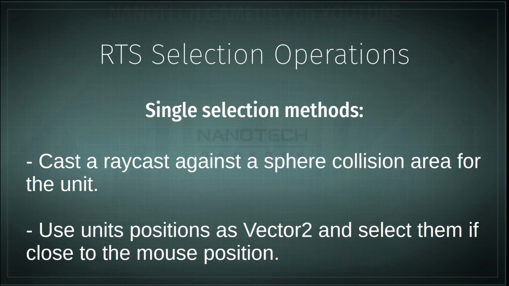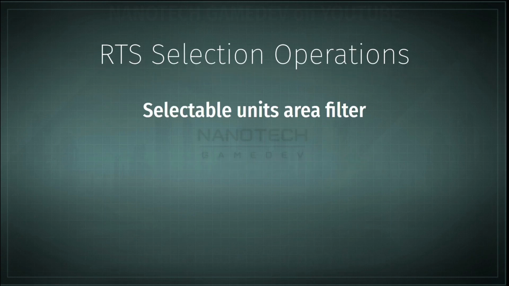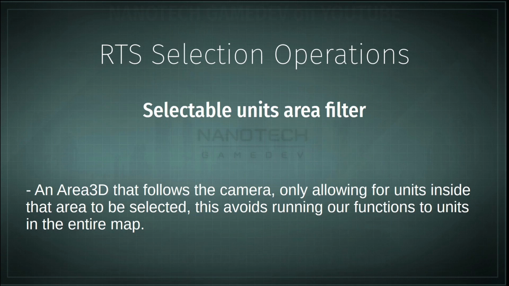However, I'm going to be using a slightly different method, which is to use the unit's position as a Vector2 and select them if they are close enough to the mouse position. This is a little faster, however, it is not 100% accurate. I will be implementing in this video the second method, which is to use the unit position as a Vector2. So let's talk about selection optimization here. In the previous video where I implemented the drag box selection method, I had a selectable units area filter, which is an Area3D that follows the camera, and allows units inside that area to be selected. This avoids running functions for the units of the entire map.